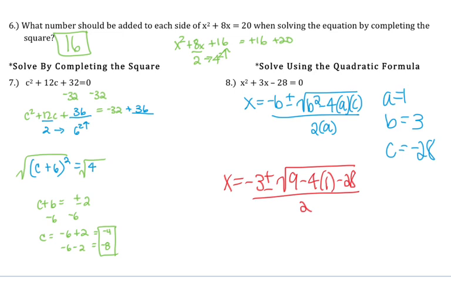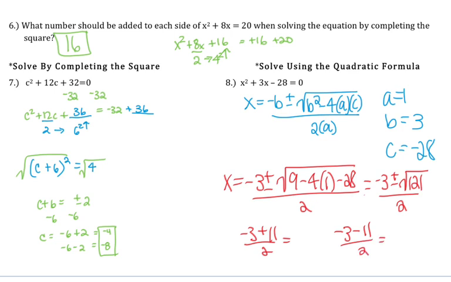times 1 times -28. So then we have -4 times -28, which is 112, plus 9 is 121. So then we have -3 plus or minus the square root of 121 all over 2. And the square root of 121 is 11, so we end up with -3 plus 11 divided by 2 and -3 minus 11 divided by 2, giving us 8 over 2, which is 4, and -14 over 2, which is -7. So our answers are 4 and -7.